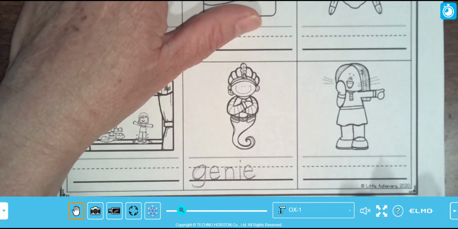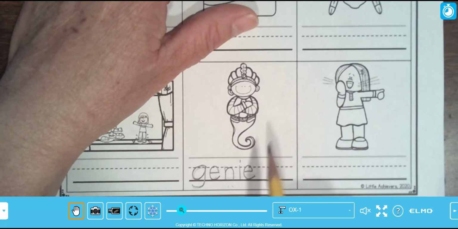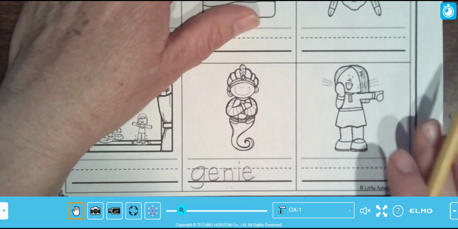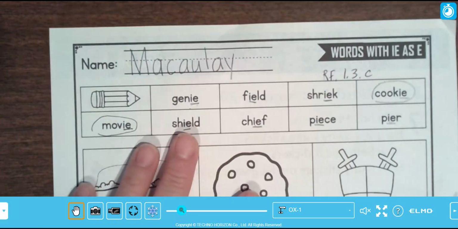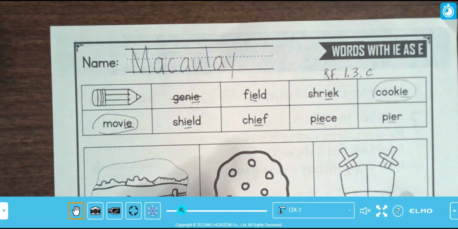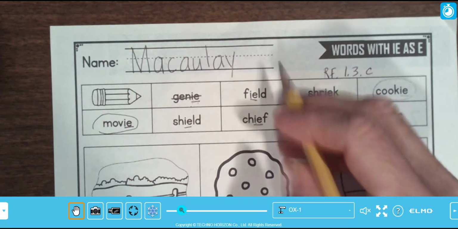Okay, I'm going to move on. Oh, I should give you a sentence. Okay, so the genie gave me a wish. Genie. Okay, so let's go up here and cross out the word genie. And let's go to the next word.